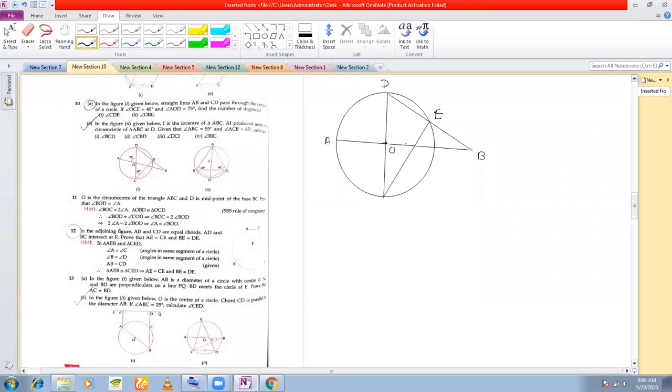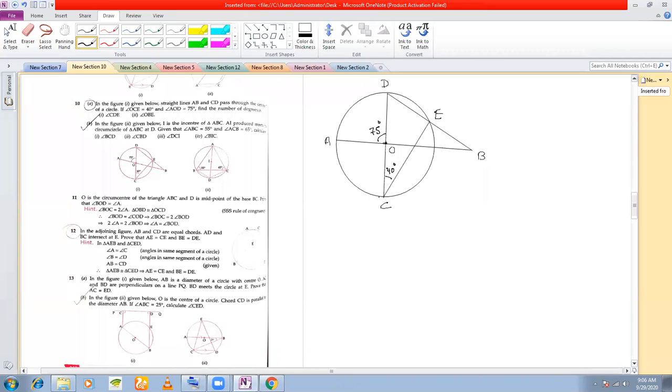This is your E here. This angle is given to be 75 degrees, and this angle is given to be 40 degrees, I think. Yeah. See, so this is your figure given. The first angle that you have to find here.